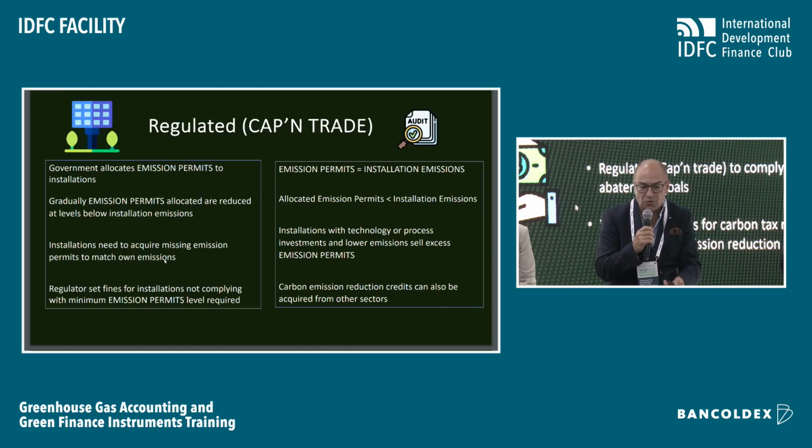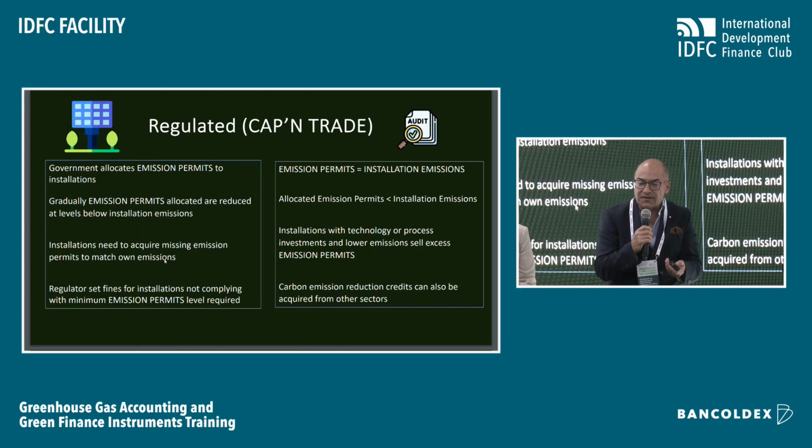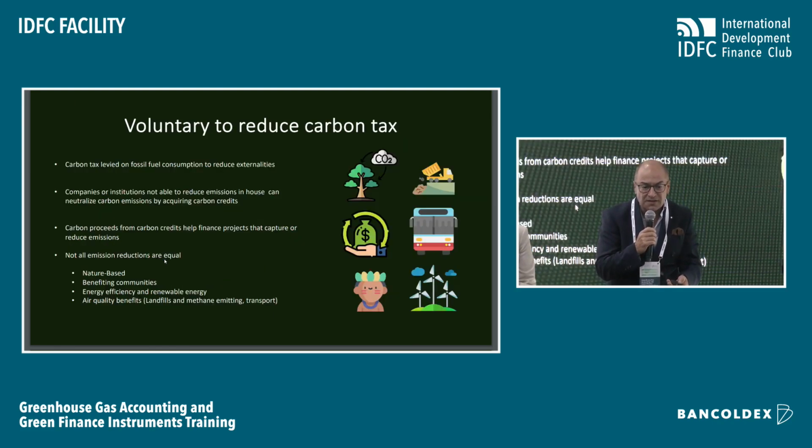So the government sets goals. They probably allocate emission permits to the different installations. Here we're not talking about companies, but installations. And as the years pass, the permits will be reduced, and then the companies will have either to reduce their emissions within their own shops because they acquire new technologies, or to acquire emission permits from third parties or carbon emission credits.